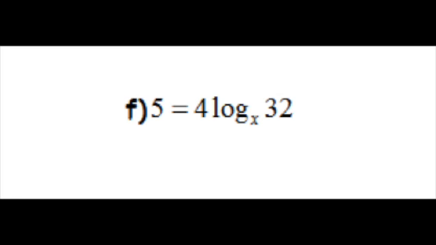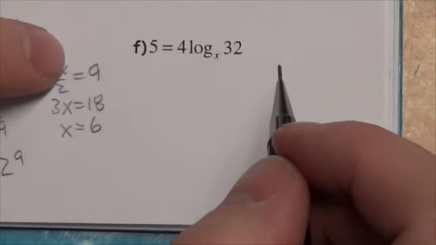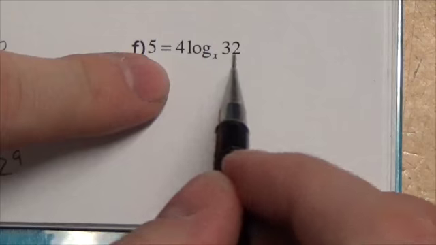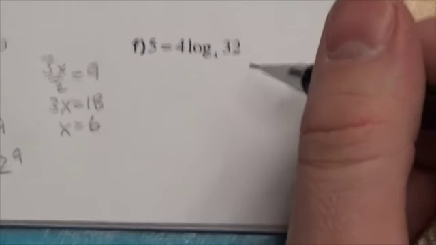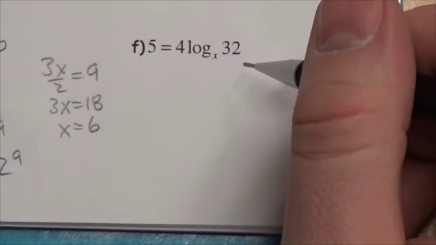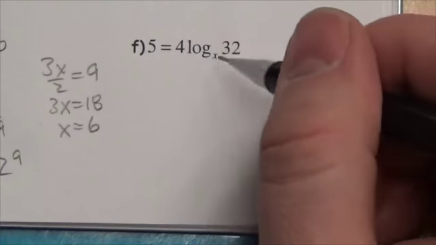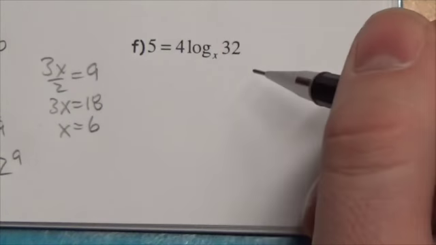5 equals 4 multiplied by the log base x of 32. All right, now here's another one that's a little on the odd side, because look where the x is. Right off the top of my head, I don't know if you'd call this logarithmic or not, because the x is in the base here, not within the logarithm.